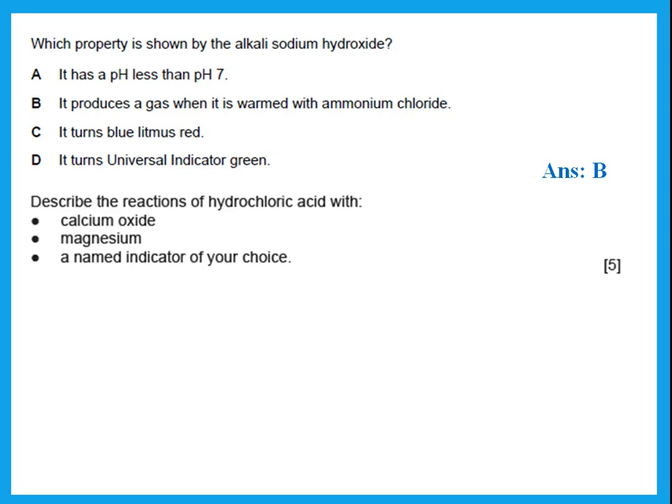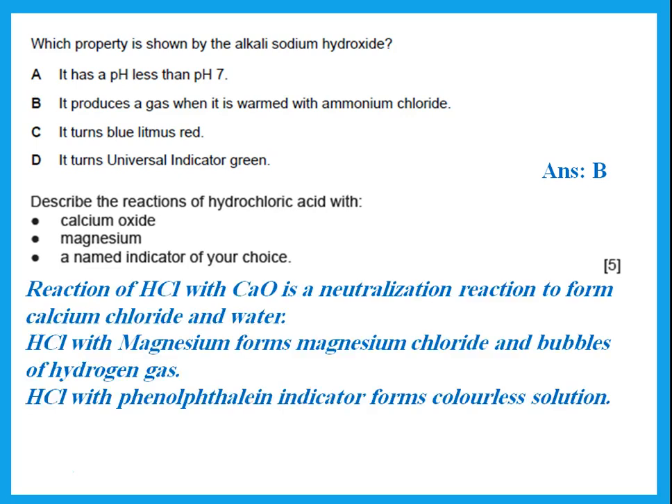Okay, so let's try this question with 5 marks. Describe the reactions of hydrochloric acid with calcium oxide, magnesium, and a named indicator of your choice. So you're supposed to explain what will happen if you react hydrochloric acid with calcium oxide and hydrochloric acid with magnesium, and if you put a certain indicator in the hydrochloric acid. Reaction of hydrochloric acid with calcium oxide is a reaction of acid with base, so this is a neutralization reaction, and this forms calcium chloride and water.